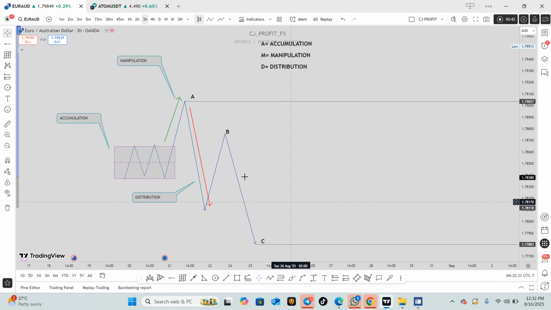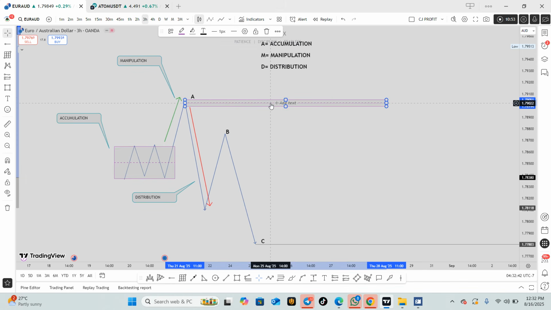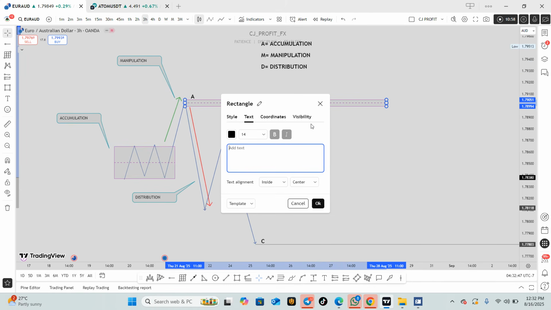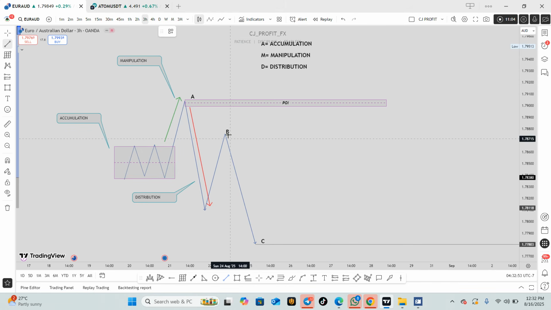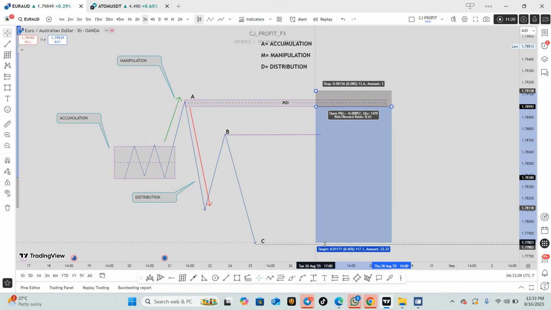What you should do then is the A now is your POI, your point of interest. Sorry guys. This is our POI. Then this area now is our inducement, which the market will sweep as a liquidity sweep to get our entry at the point of interest. So you as a trader that understands this particular strategy, you are expected to sell here. Your SL goes up, then you target C.